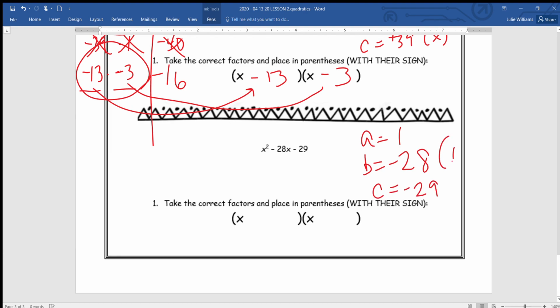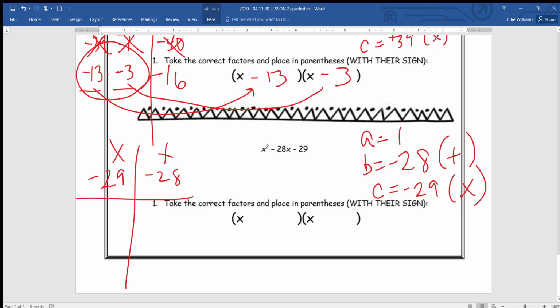Your B is what you add. Your C is how you multiply. Okay, I want you to just think about that one. Numbers that multiply together to equal negative 29, but when you add those same numbers, it equals negative 28. What? Well, let's see, is 29 prime? I think so. So let's find some numbers that multiply together to equal negative 29, but add together to equal negative 28. Can even do two columns here.